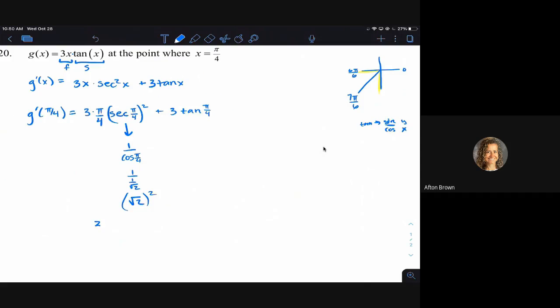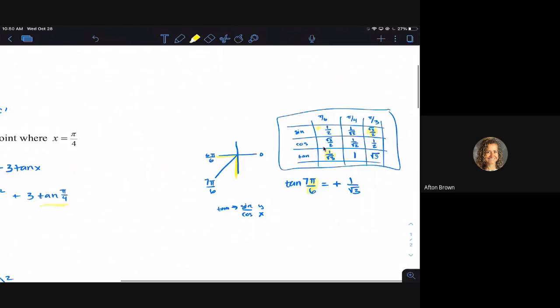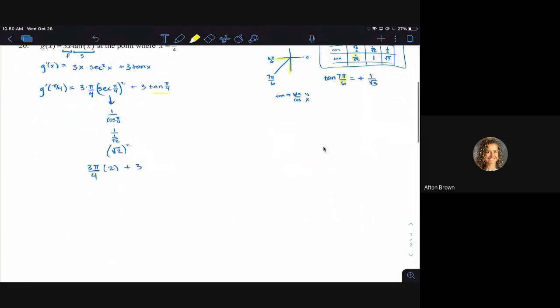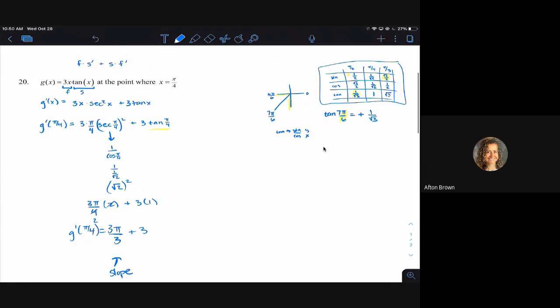So that piece, we still have the 3 pi fourths in front, and then we have times 2. Then we have 3. We still need to figure out what tangent at pi fourths is. Well, from the table, what's tangent at pi fourths? 1. So it's just 3 times 1. We can't really go much further. I could reduce the 2 and say that that's 3 pi halves plus 3. What have we found? Well, this is a bad one. What have we found? The slope. It looks bad, but we're going to treat it the same way as anything else. On 20, did they ask us?